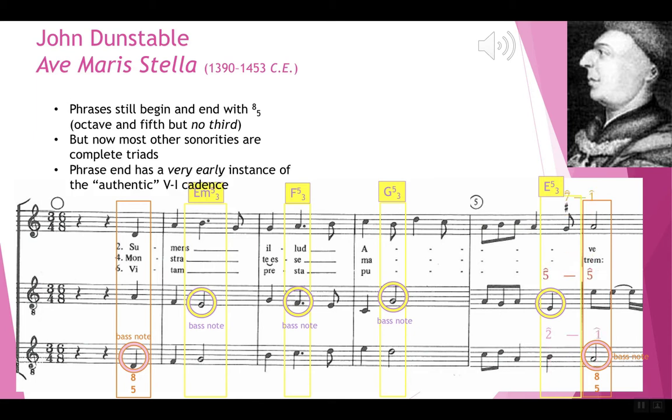The phrase also has a very early 5-1 cadence. So you can see this E major chord going to this A, E, A chord. And this E is in the bass, so E, G sharp, B, going to A, E, A. So that's what we later call an authentic cadence, a 5 chord going to a 1 chord, and it's just a little weird because this 1 chord doesn't have a third in it, and that's what's going to be different later on. But at this early point, he's still ending with the 8-5 sonority.